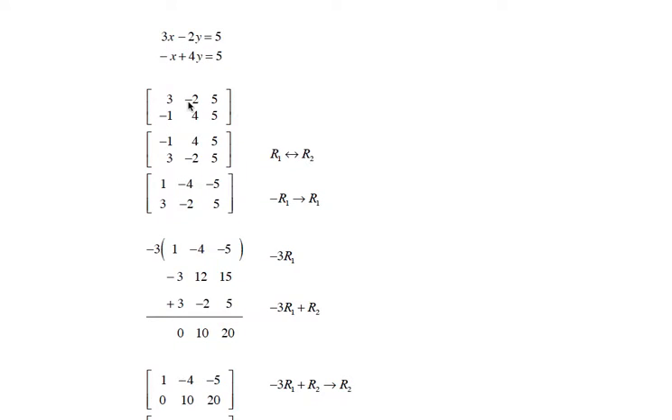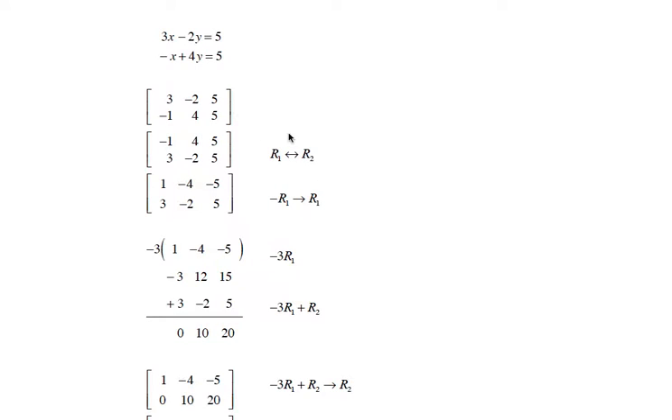So there it is, 3, negative 2, and 5. And the second row will be negative 1, 4, and 5, which is what we have here. Now if you follow my recommended pattern, you will start by placing a 1 in the upper left corner of the matrix. And the way we would do that here is to interchange.